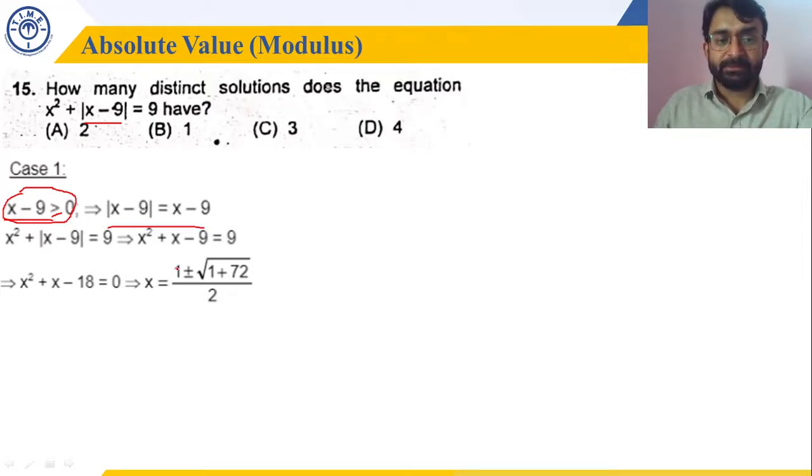Minus b, which is the coefficient of x, plus minus under root b square, which is 1 square, minus 4 into a into c. C is minus 18. So minus into 4 into 18 is minus 72. Minus is already there, so it will be plus 72. Fine. So 1 plus minus under root 1 plus 72 by 2. This is the value of x.